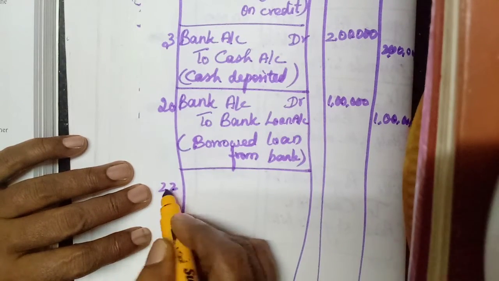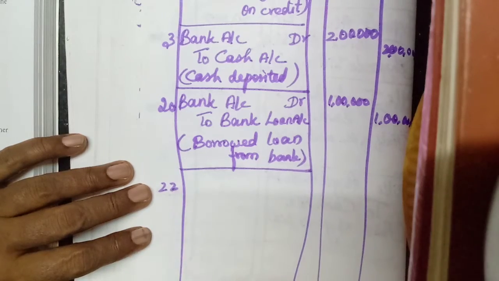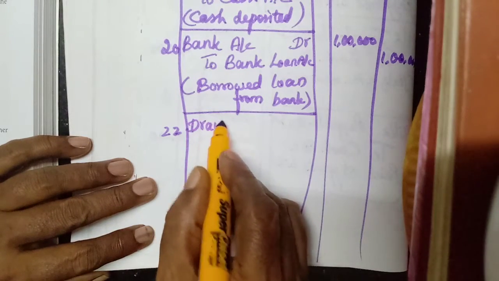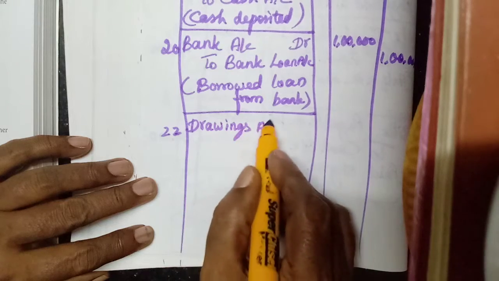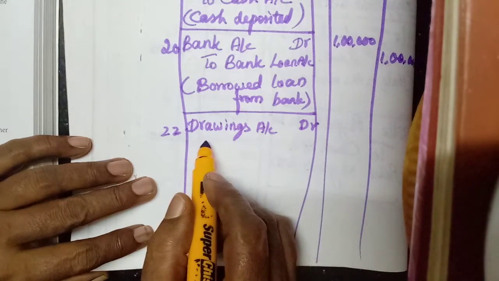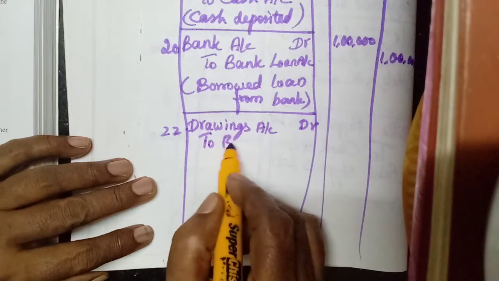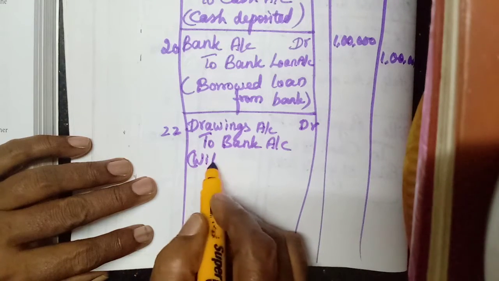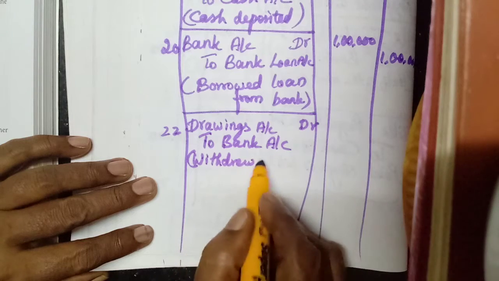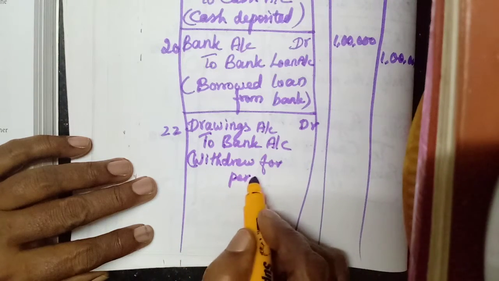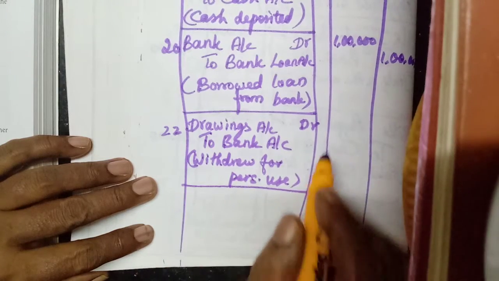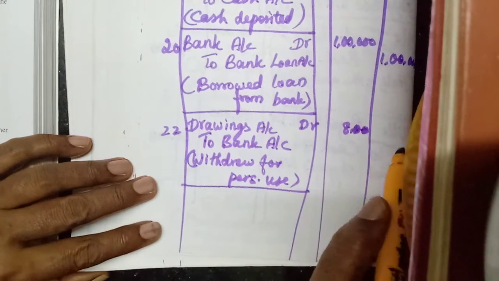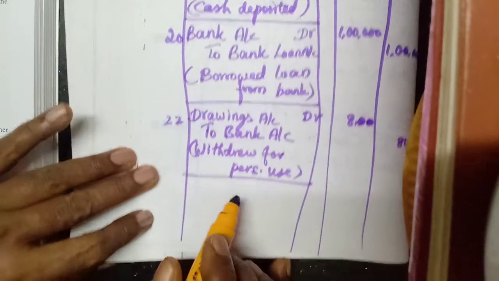Then 22. Withdraw from bank for personal use. We know for personal use we will write drawings account. From where are we withdrawing the amount for personal use? From the bank. So the giver is bank, to bank account. Withdraw for personal use, 800. Sorry, no comma. Now 23.